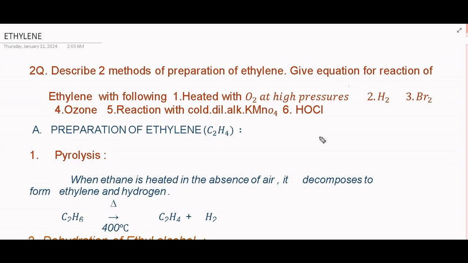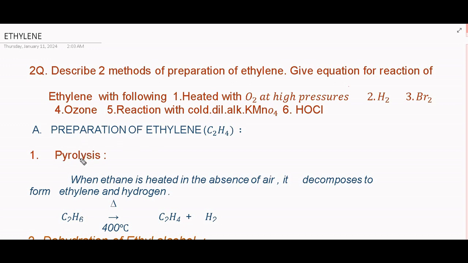Today in this session we are going to learn another LAQ from Organic Chemistry. Here is the second LAQ. Describe two methods of preparation of ethylene. Give equations for the reaction of ethylene with the following: heated with oxygen at high pressure, reaction with hydrogen, bromine, ozone, reaction with cool, dilute alkaline KMnO4 and HOCl. Okay, first we are going to learn the preparation of ethylene.